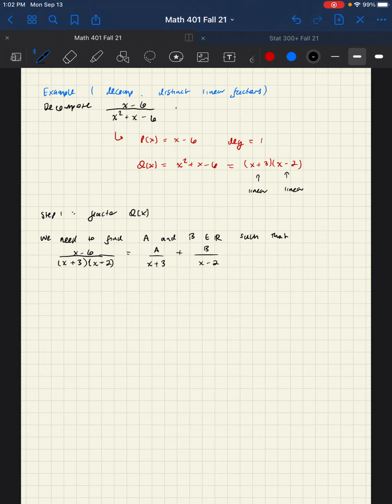Okay, and you'll notice that what we're starting off with here, our equation star, is a rational equation, and we'll convert it into a polynomial equation by multiplying by the least common denominator. So in this case, it's just going to be multiply both sides by x plus 3 and x minus 2.